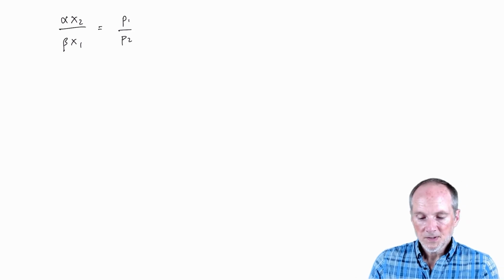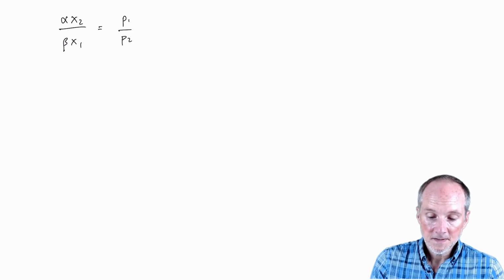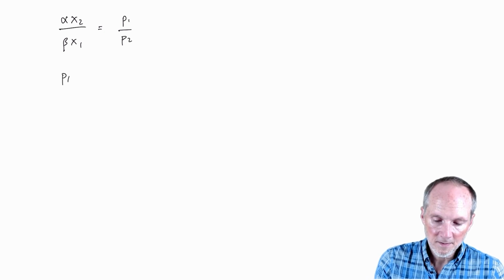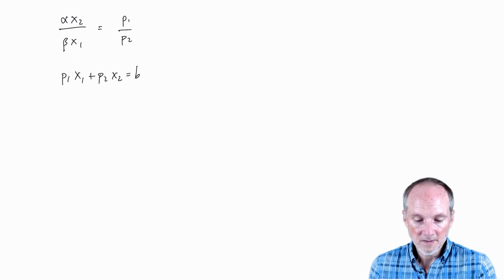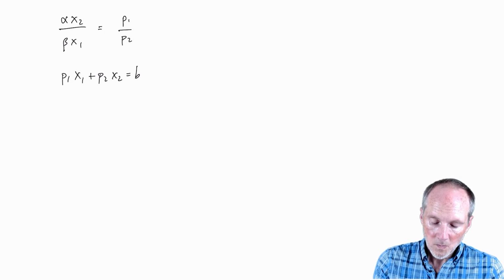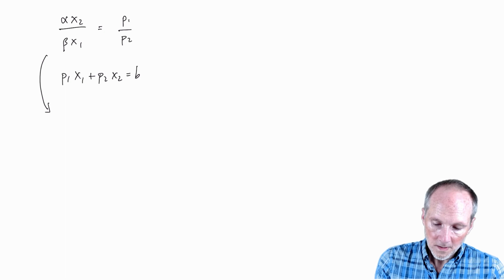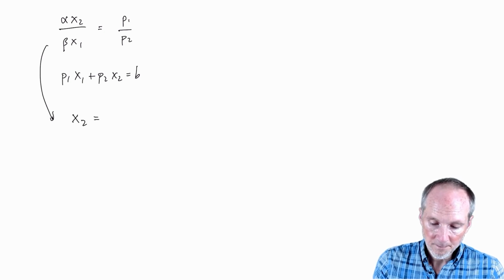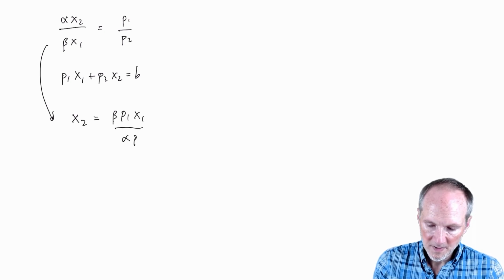And now it's just a matter of taking this equation and combining that with our budget constraint to solve for the optimal bundle. All right. So what do I want to do first? Let's solve this for x2 in terms of x1. Okay, so that's beta p1 x1 divided by alpha p2.